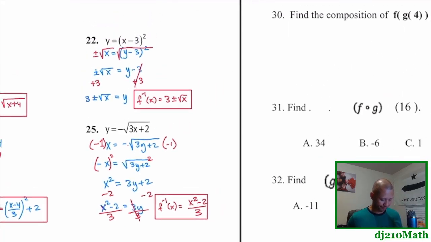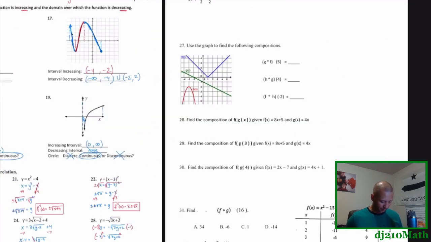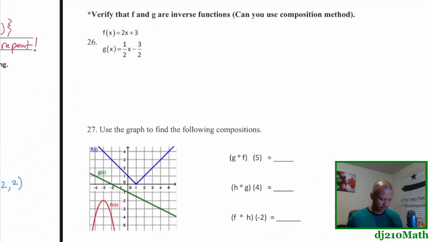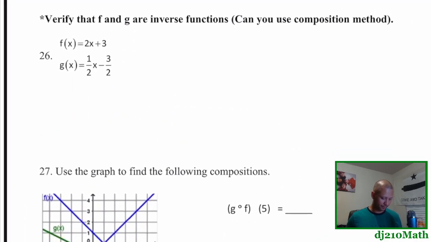Okay. How much more we got? Oh, we're there. Verify 26. Verify that f and g are inverses. Can use composition method. Okay. Can you? Well, hold on. Can you use the composition method? Is this a question? Can I? I feel like I can.